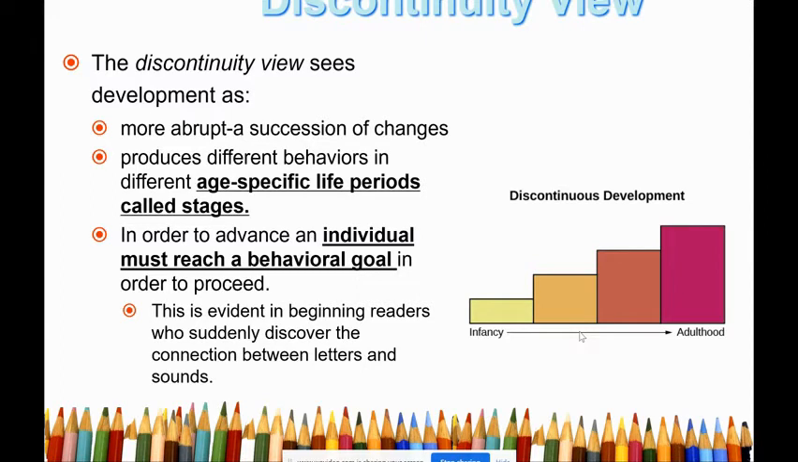So the discontinuity view looks at development that way, where on Tuesday you're not able to do some specific skill, and on Wednesday all of a sudden you have this cognitive leap, and you can do that thing. Now maybe you don't do it very well, but you have the ability to do it, whereas in the previous stage you didn't.